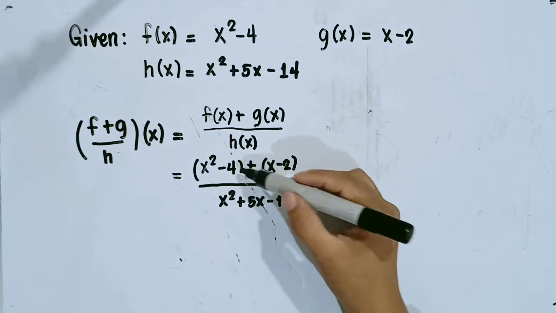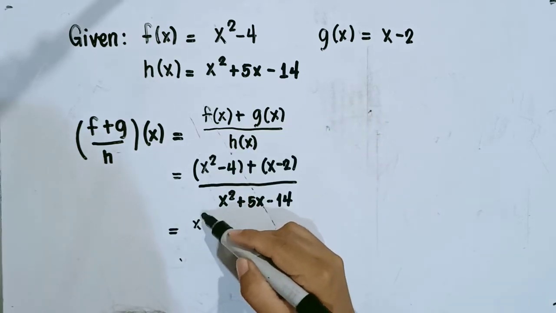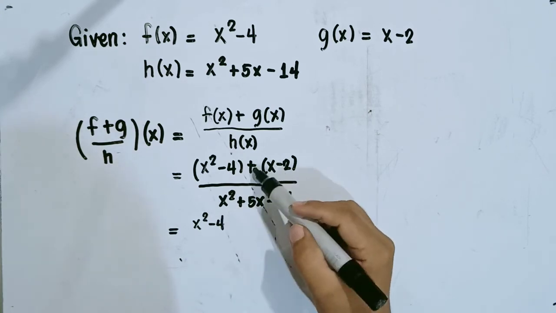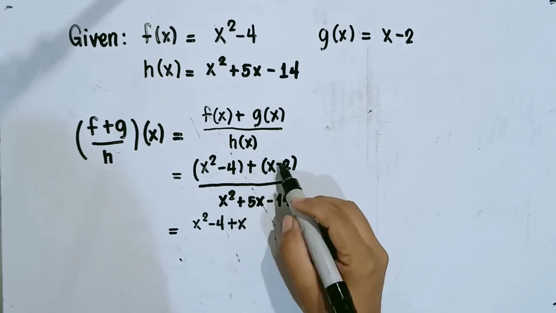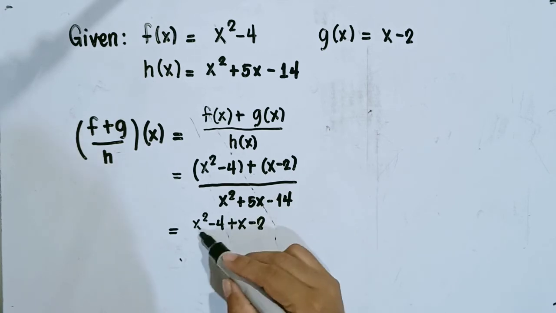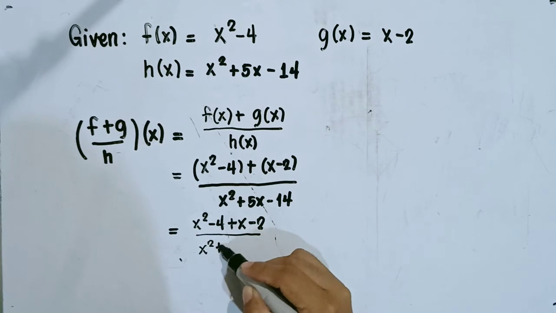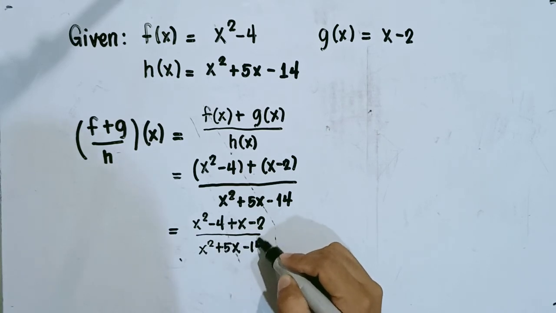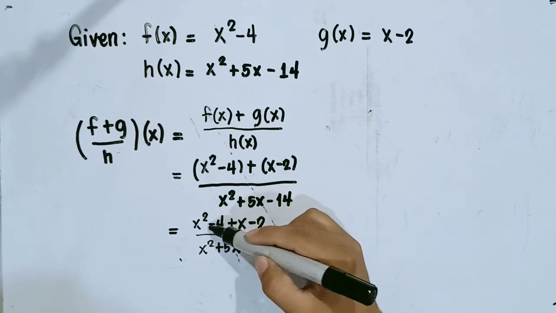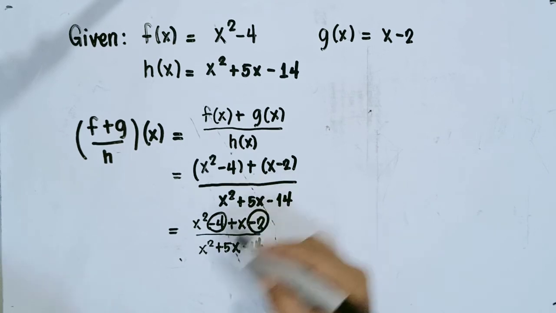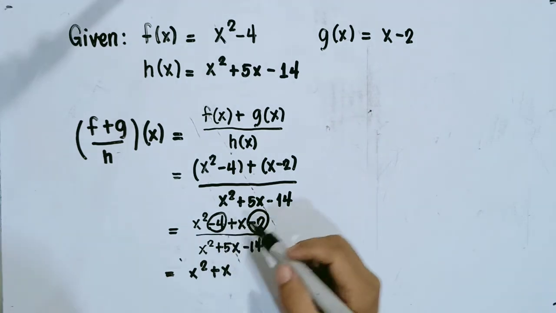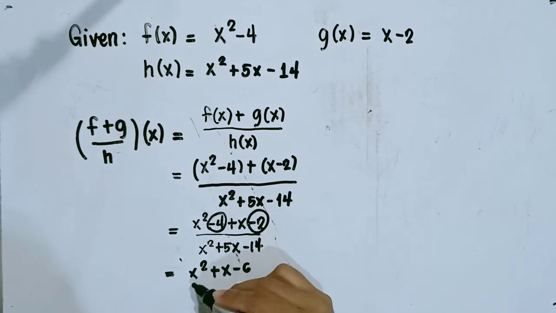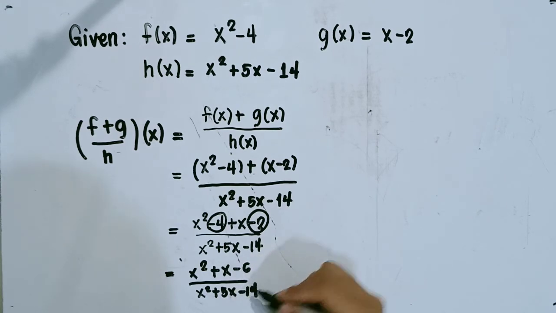First thing to do is, of course, to add the two functions, x squared minus 4. If we distribute the positive sign, we have positive times positive x, positive x, positive times negative 2, the answer is negative 2 over x squared plus 5x minus 14. Now in our numerator, we can combine negative 4 and negative 2. So we will combine it first. We have x squared plus x, negative 4 minus 2, answer is negative 6, over x squared plus 5x minus 14.